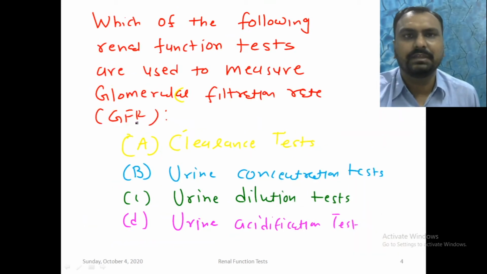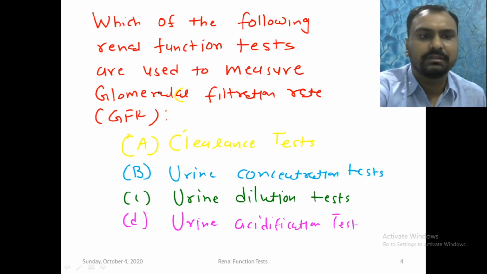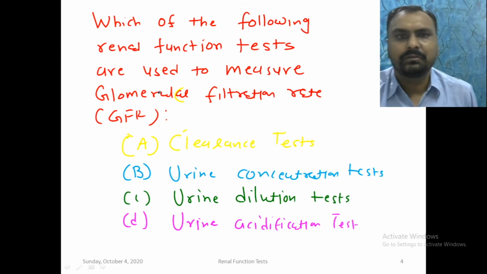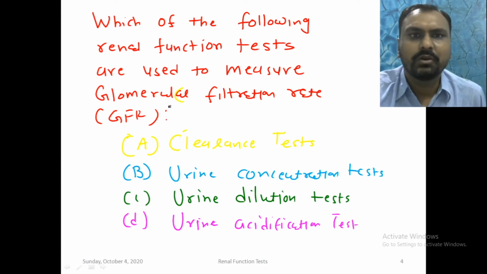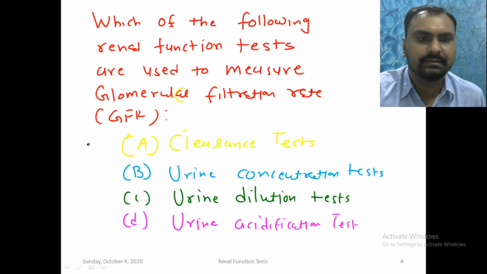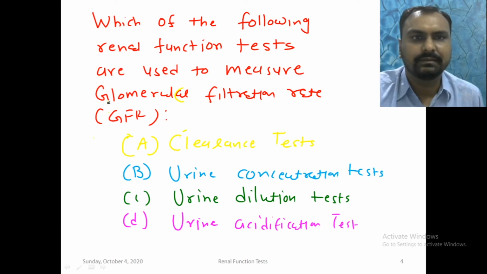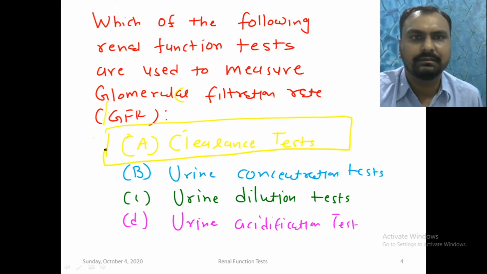Now second MCQ: which of the following renal function tests are used to measure the glomerular filtration rate? Options are A. clearance test, B. urine concentration test, C. urine dilution test, and D. urine acidification test. So here the glomerular filtration rate we measure by the clearance test. So this is your answer.